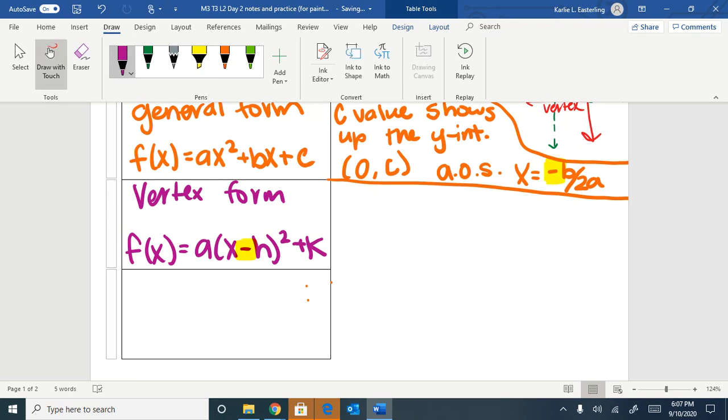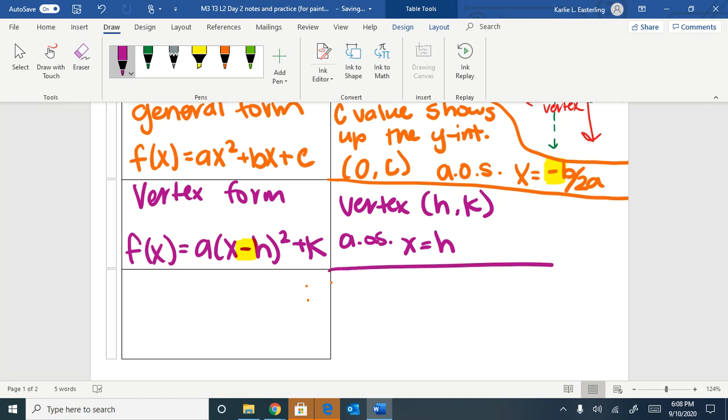So the nice thing here is that it shows us our vertex. So our vertex here is that point (h, k). So we would find our h value and our k value, and we have our vertex. For our axis of symmetry here, it was also fairly easy. It was x equals the h value. And so that one was pretty much what was important there.